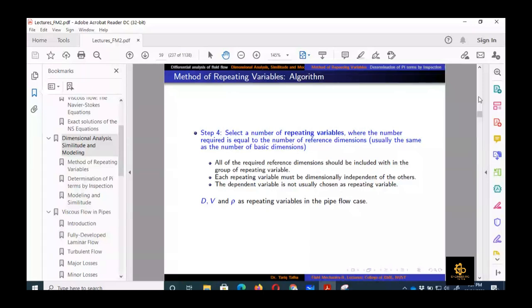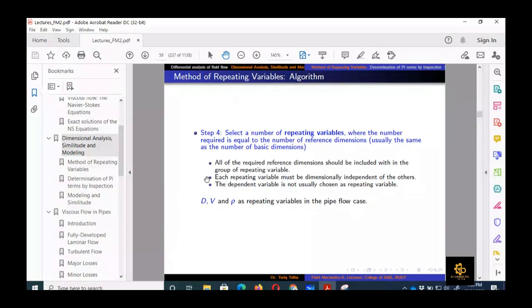Okay. And the third one is that the dependent variable is not usually chosen as a repeating variable. If the drag force is the dependent variable, the variable on the left hand side of the functional form, that is not usually chosen as a repeating variable, because we only need one pi term on the left hand side for that. We are going to conduct the experiment to determine that variable, so it should appear in only one pi term, which is on the left hand side.